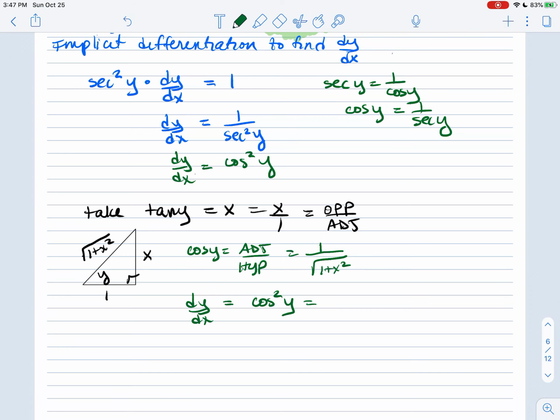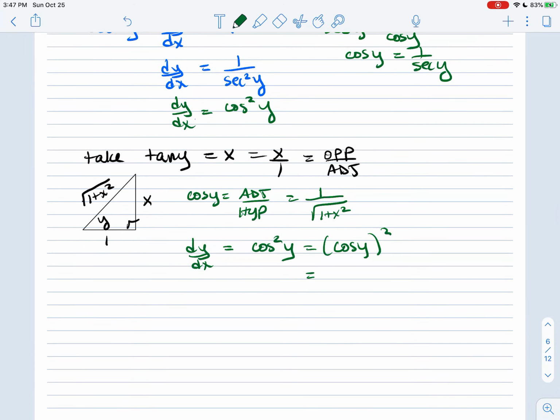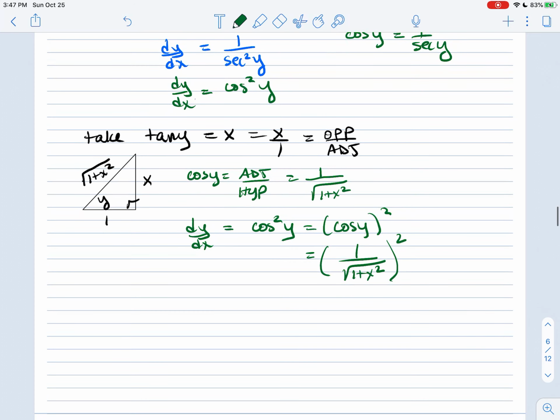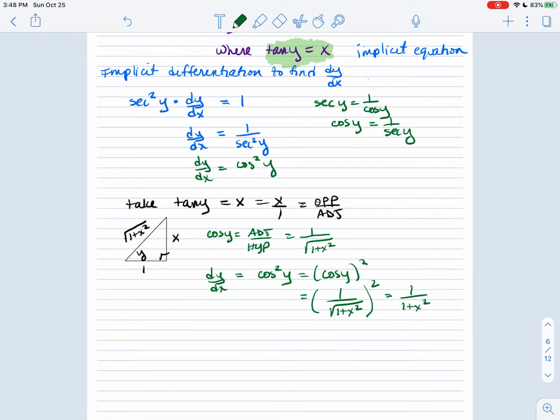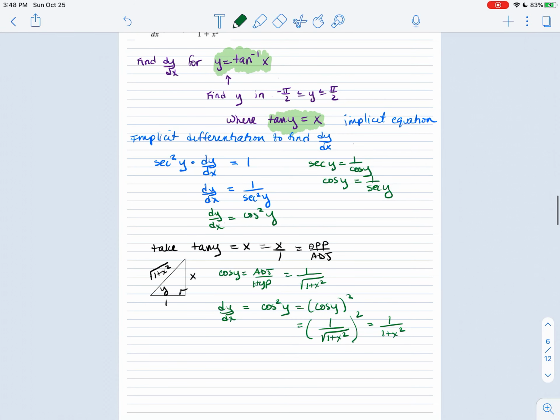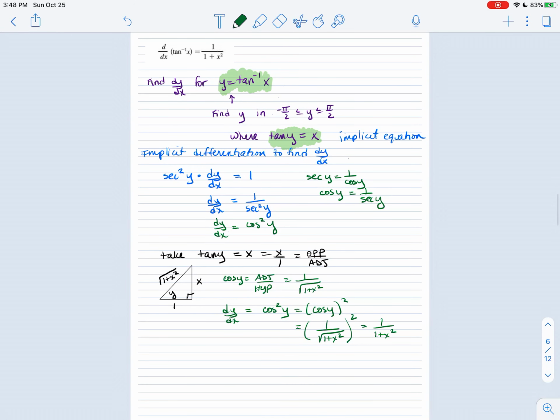So if I return to my dy/dx, which is equal to cosine squared of y, that's the same as cosine y squared, and that's going to be the same as 1 over the square root of 1 plus x squared, squared, and we can now simplify that and see that it is 1 over 1 plus x squared. Good.